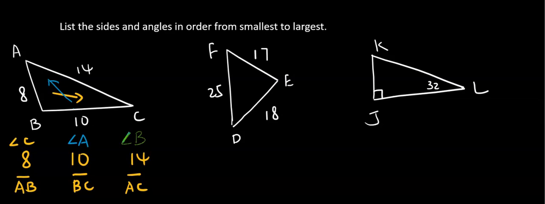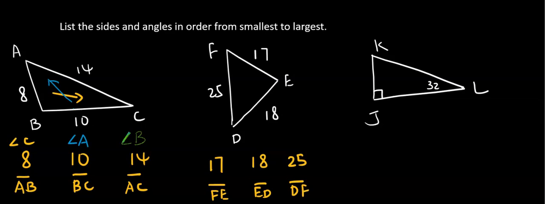Same drill. We're going to write down the lengths from the smallest to the largest. We have 17, 18, and 25. 17 is segment FE. 18 is segment DE or ED. And 25 is segment FD or DF.